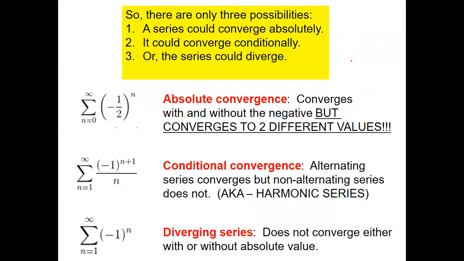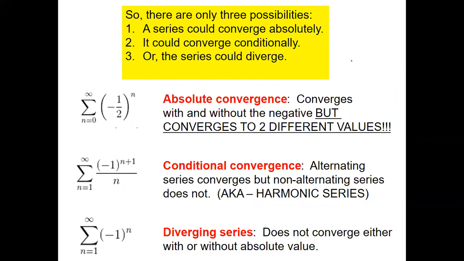All right, so my three scenarios: the series could converge absolutely, it can converge conditionally, or the series could diverge. Here's an example of absolute convergence. This is a simple little geometric series with a common ratio of -1/2, which is within the interval of convergence. So the series itself definitely converges. If I were to write those terms out, it would be plus, minus, plus, minus.